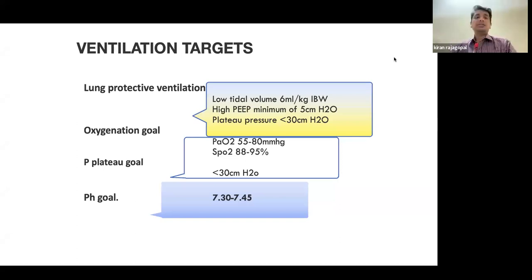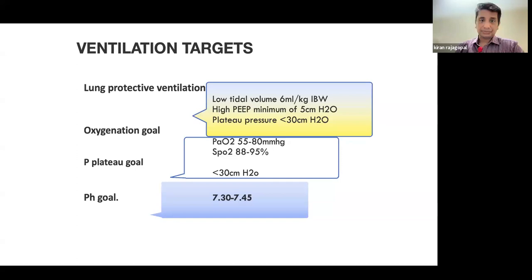Okay. And regarding the oxygenation goal, we need a PaO2 of around 55 to 80 or 60 to 80. We don't need a saturation of around 100%. We never need a saturation of 100%. Reduce the FiO2 as soon as possible to maintain a saturation of around 90 to 95%. Okay, we don't need anything beyond 95 or 96. Don't need 98, don't need 99, we don't need 100. Okay. Because excess of oxygen can also produce harm. Okay. And pH we can keep around 7.3 to 7.45. Okay, these are the ventilation targets.